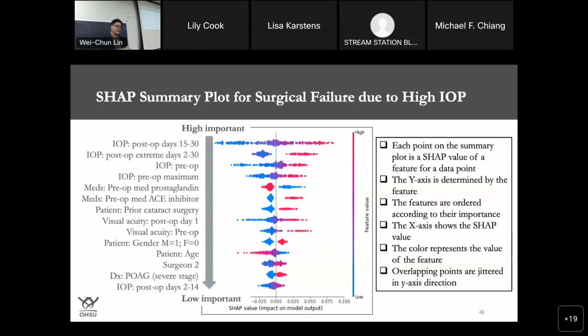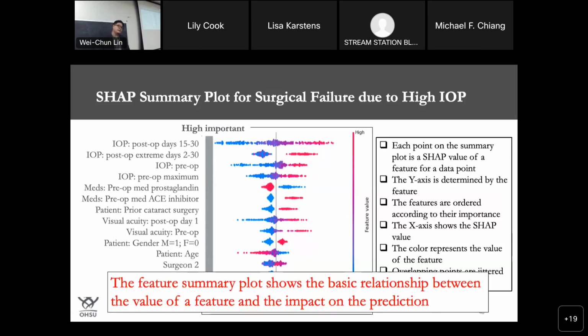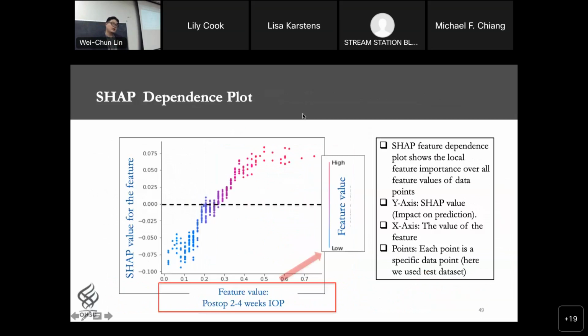It's not the SHAP value, it's the feature value. And the overlapping points are jittered on the y-axis. So the feature summary plot shows the basic relationship between the value of the feature and the impact on the prediction for each class. If we want to dig deeper into a single feature and its correlation to the prediction outcome, and have a clearer relationship plot, we can use the SHAP dependence plot.